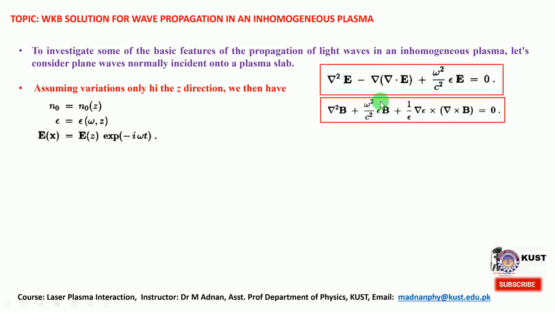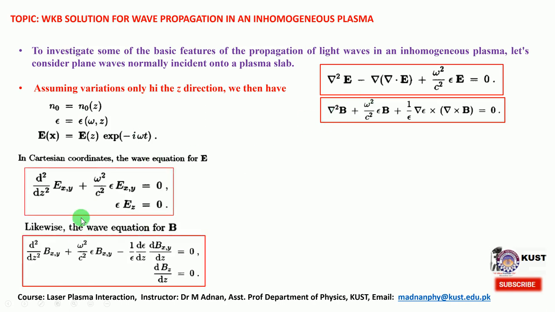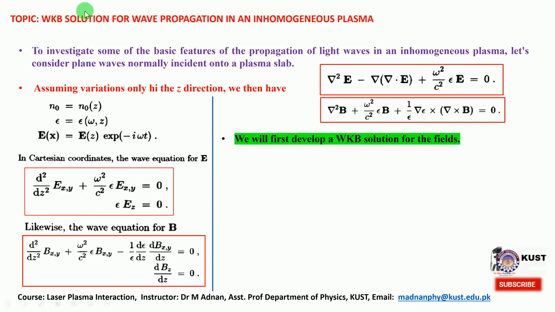If you remember, last time we developed these two wave equations in the general form from the equation of motion and also using Maxwell's equations, and we solved the simplest case for the homogeneous plasma situation, obtaining omega square equals omega p square plus c square k square, and discussed the various features of that dispersion relation. Now we have to switch to the inhomogeneous plasma situation, where we have these density gradients. So these two equations will take the form of two sets of differential equations, and as I told you, we'll be adopting the WKB solutions.